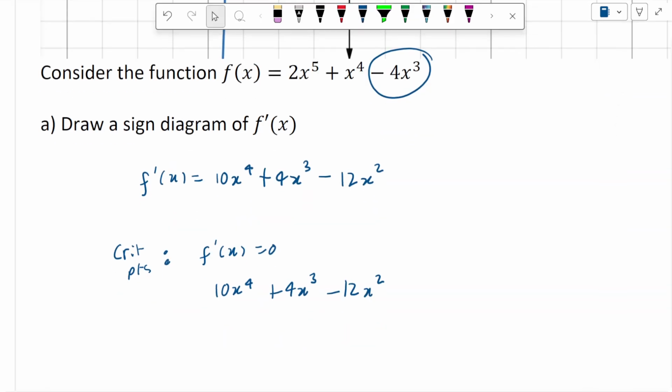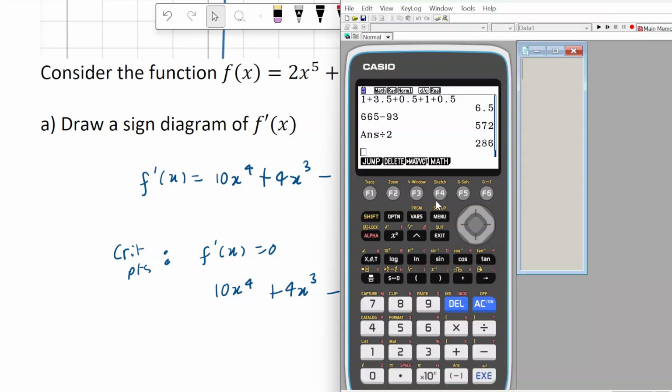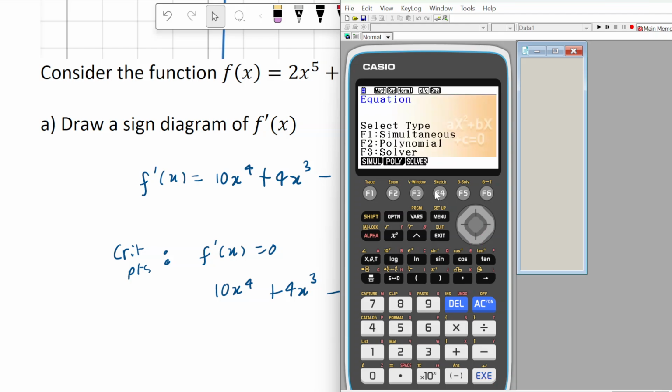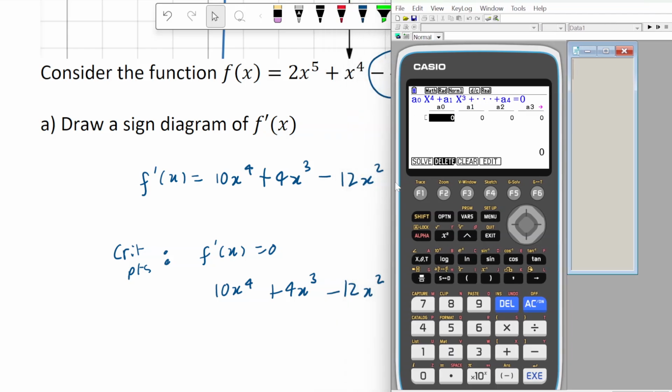Now you can do the whole thing where you factor out the x squared and solve this as a quadratic. And I'd encourage you to try that if you want some practice. But more often than not, you've got to use technology to solve this. So we're just going to go into equation mode, F2 for polynomial solver, degree 4, because we've got x to the power of 4 as our biggest power, at 10x4, 4x cubed, minus 12x squared, 0x, and 0 is a constant. Solve that, and we'll get some answers.